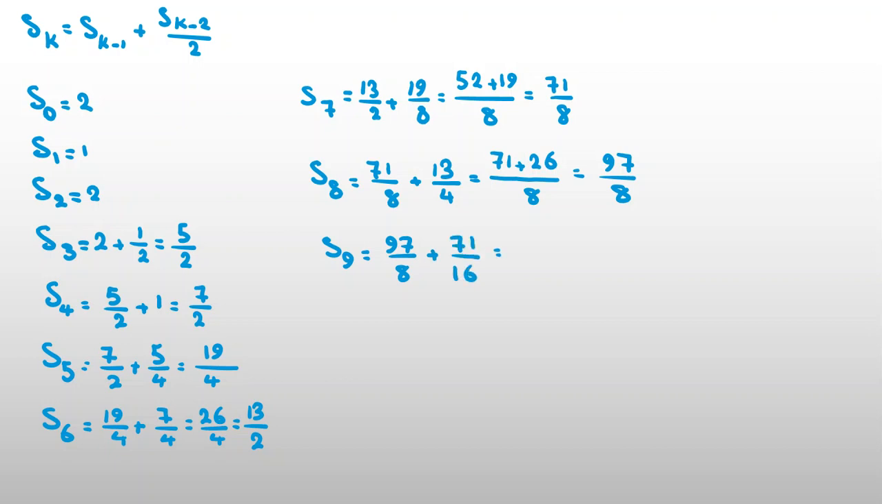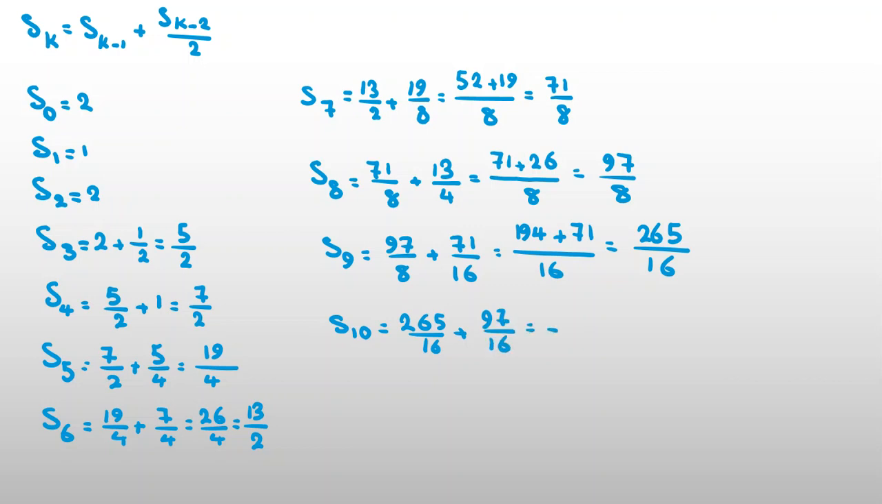S9 is 71 over 8 plus 97 over 8 over 2, that is 97 over 16. If we use common denominator 16, 2 times 71 is 142, plus 97, it will be 239 over 16. S10 is 265 over 16 plus 97 over 8 over 2. Common denominator is 16, and if you divide by 2, we get 181 over 8.